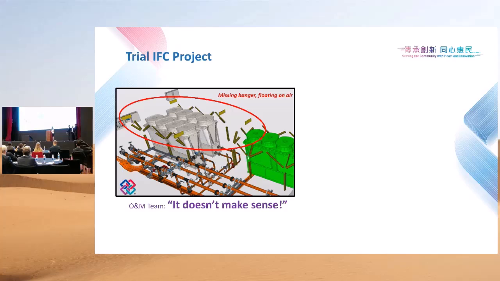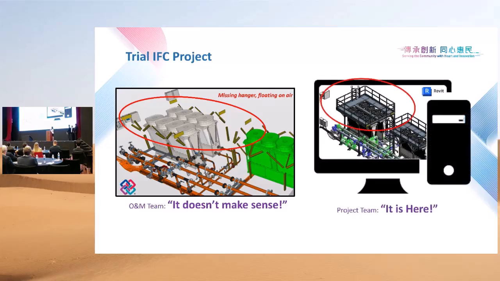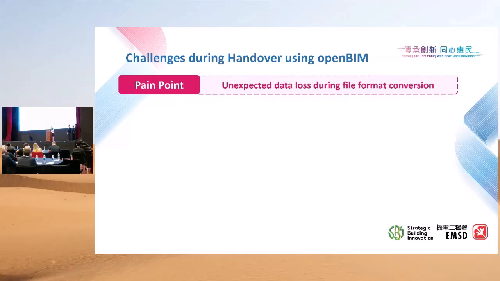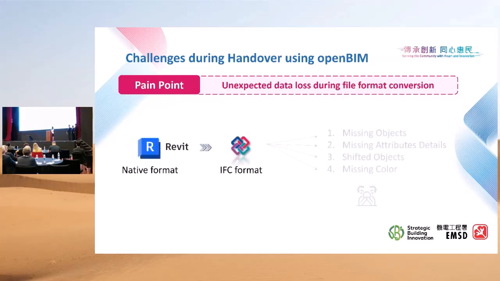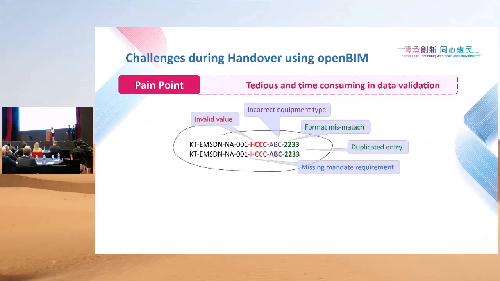So we tried to get back to the project team and feedback to them on our findings, and when they tried to open it on the computer, all this framework was there. So what had happened? It turns out that it is a very common issue that we heard from the trade and the industry: when they try to convert their BIM from a native format into the IFC format, they often experience different levels of data loss, including missing objects, missing attributes, missing colors, and shifted objects. All these have made it hard for them to move on to use openBIM.